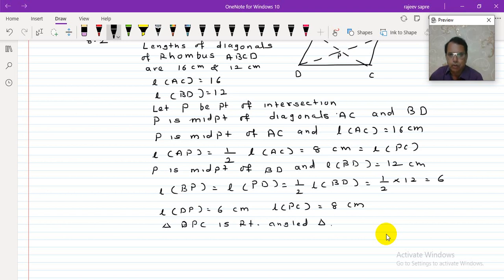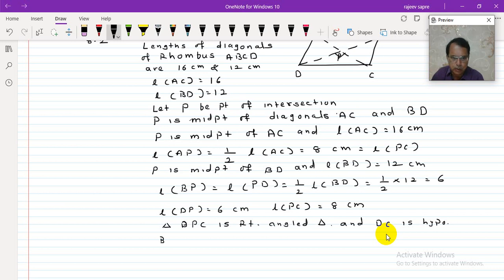का? तर रोम्बसच्या प्रॉपर्टी प्रमाणे रोम्बसचे जे डायगोनल्स असतात त्या एकमेकांना परपेंडिक्युलर असतात, त्यामुळे इथे 90 अंशाचा कोन आहे. त्यामुळे DPC हा इथे P आहे बिंदू ना आपला, त्यामुळे DPC हा काटकोन त्रिकोण आहे. तेच आपण लिहिलं, triangle DPC is right angle triangle and what is its hypotenuse? DC is the hypotenuse.